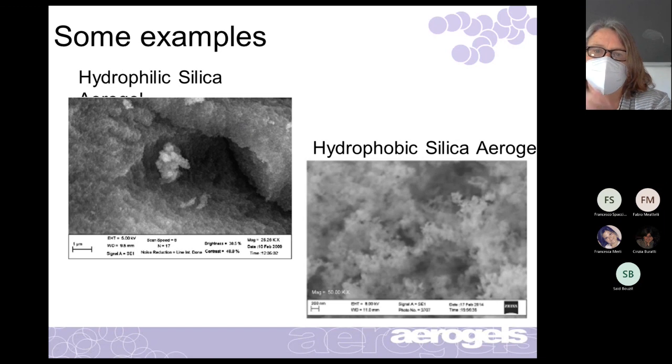So the gas absorption techniques give us an average over the whole sample, but this is just a small amount. So you have to look at your sample in many different locations. The reason I'm showing you this is, here is a hydrophobic silica aerogel that we made using a different precursor, and it has a very different structure that you can see.